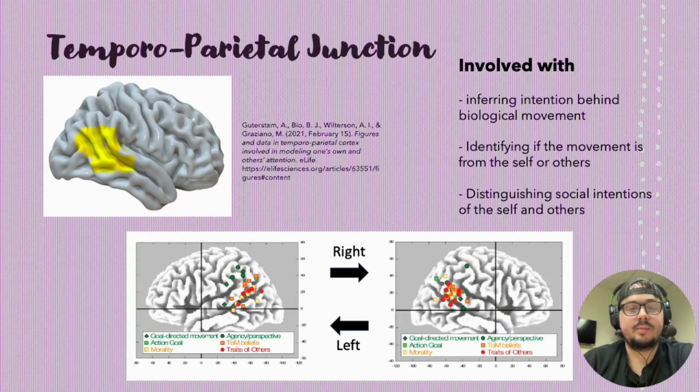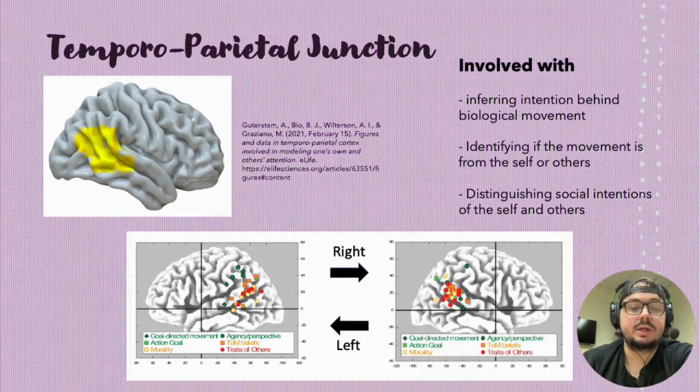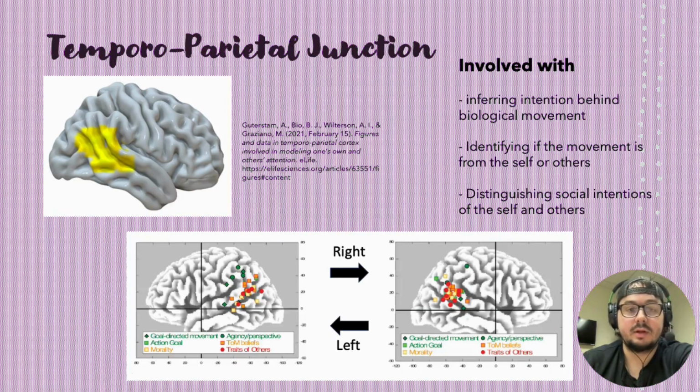So another area of the brain we believe is important in being able to perceive another person's mental state is the temporoparietal junction. This area of the brain is known to be involved in inferring intention behind biological movement, identifying if the movement is from the self or from other people, and distinguishing the social intentions of the self and others. So essentially knowing whose goal is being met in a particular situation.